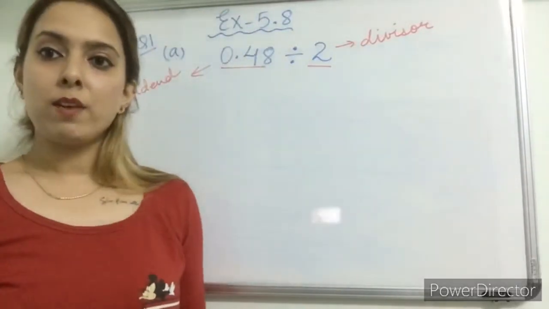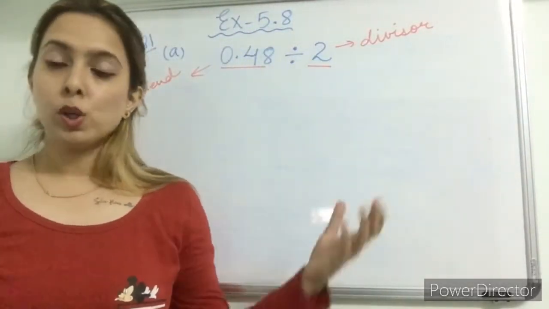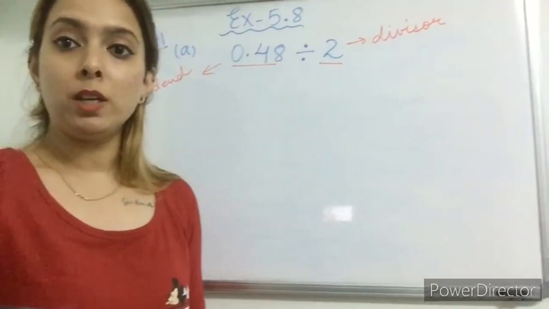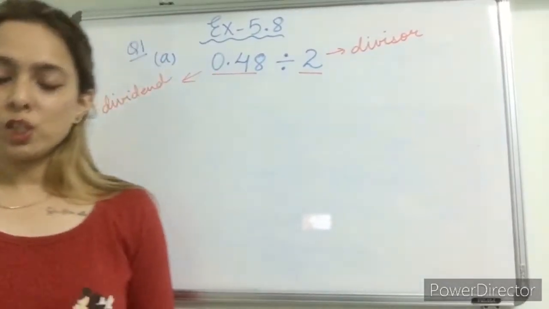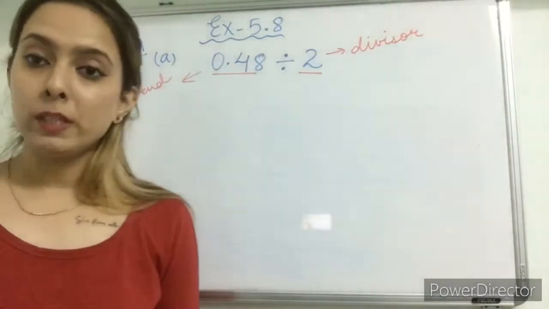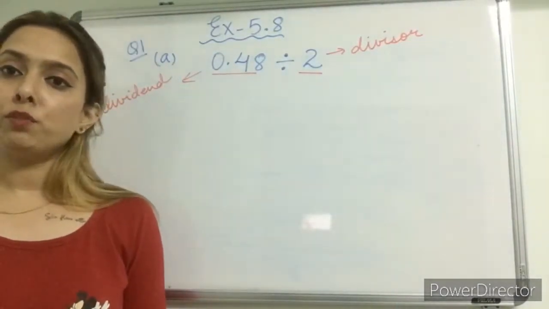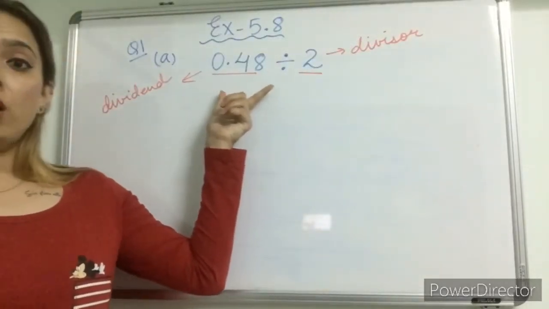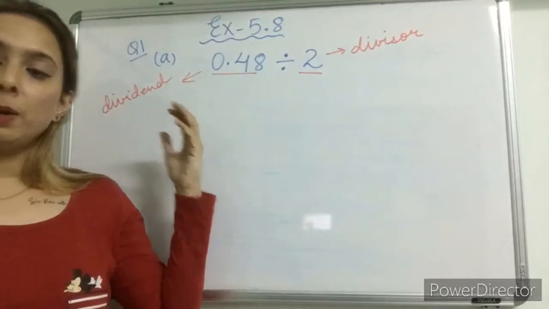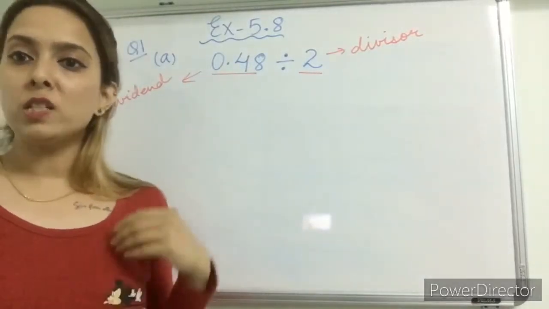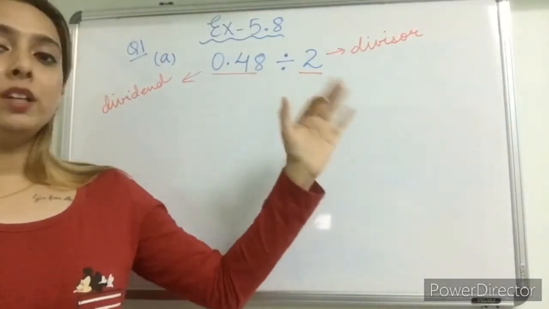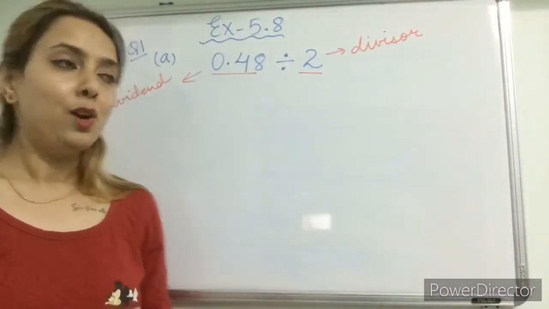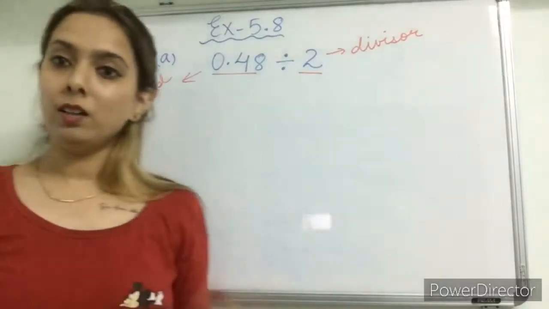Let's start exercise 5.8. Exercise 5.8 is all about division, so division of decimal numbers. Students, the first question of exercise 5.8 is: find the quotient in each of the following. So we have to find out the quotient. The number on the left side will always be our dividend, and the number on the right side will always be our divisor. So let's start dividing the numbers.